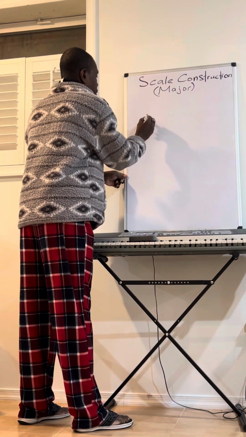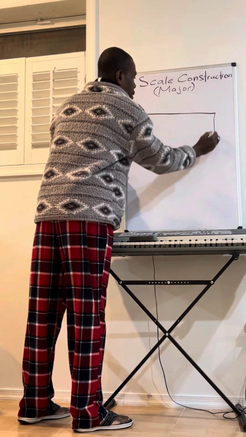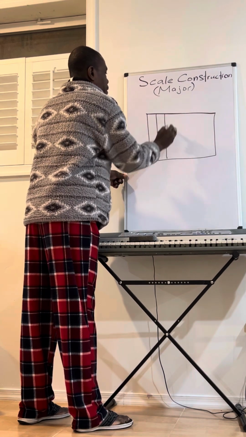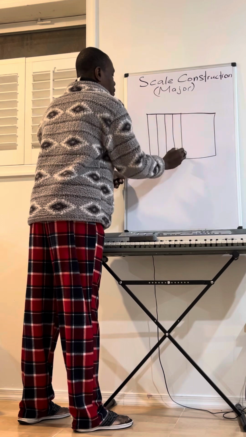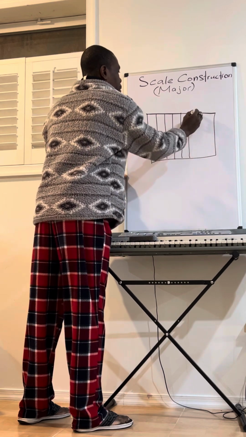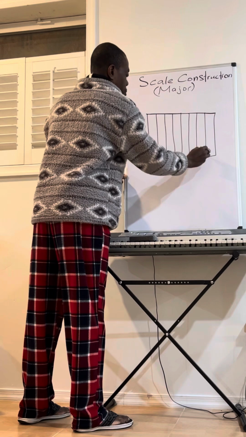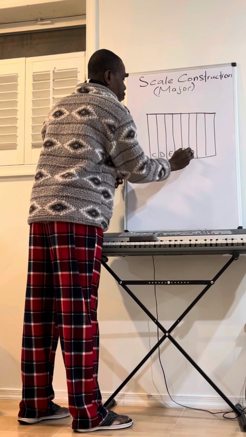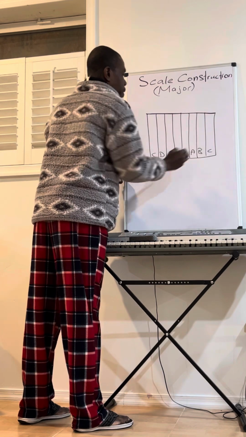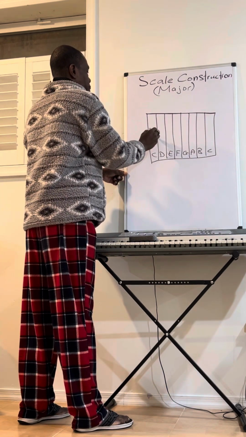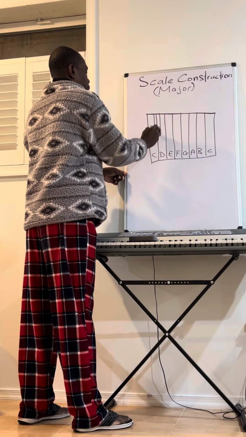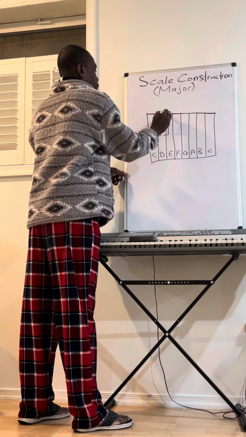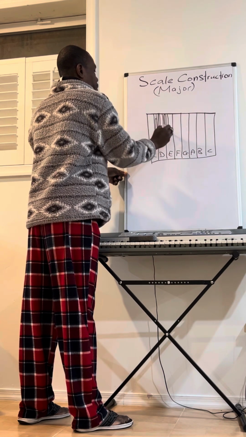I'll put back the diagram of the keyboard here so that we can have a clear understanding. C, D, E, F, G, A, B, C. Good. That's enough to give us a keyboard. These are the black keys on the keyboard.